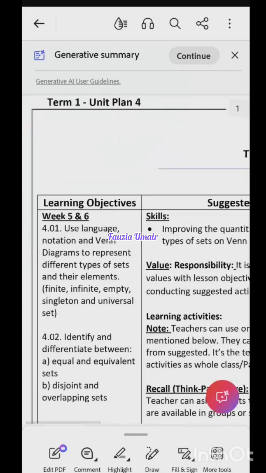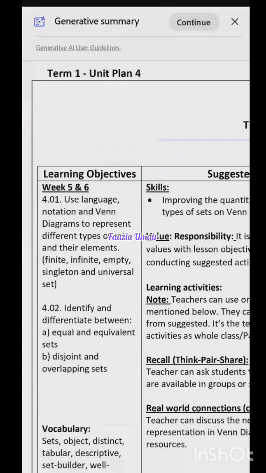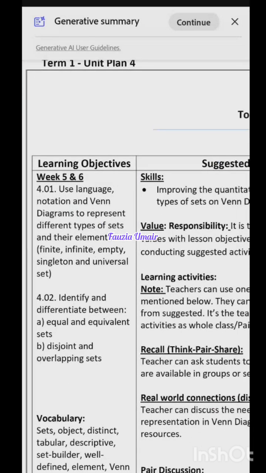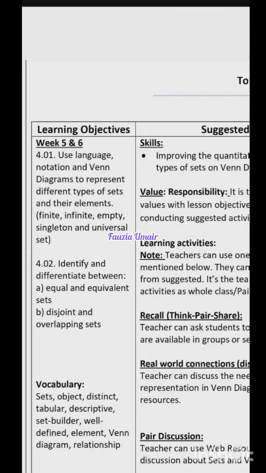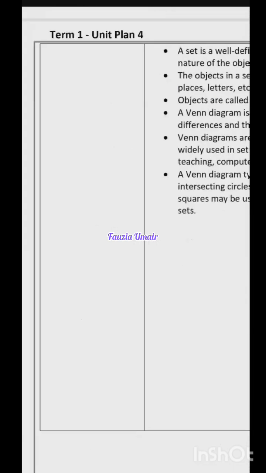So Venn diagrams to represent different types of sets and their elements, and they have listed some of the sets which are finite, infinite, empty, singleton, and universal sets. I will explain them to you one by one. Then there is another learning outcome, which is to identify and differentiate between equal and equivalent sets, disjoint and overlapping. I will tell you what they are. So these are the only learning outcomes.